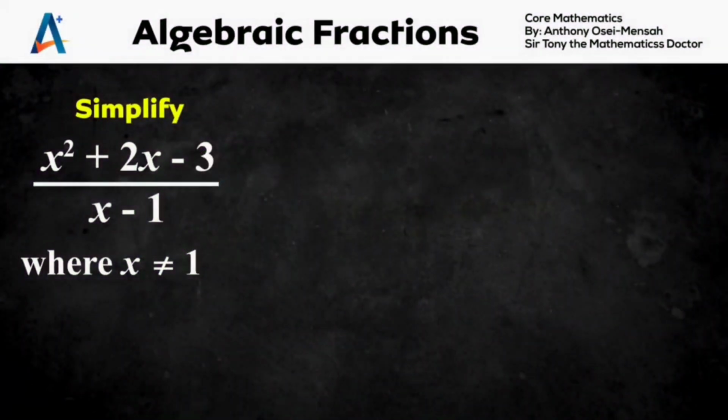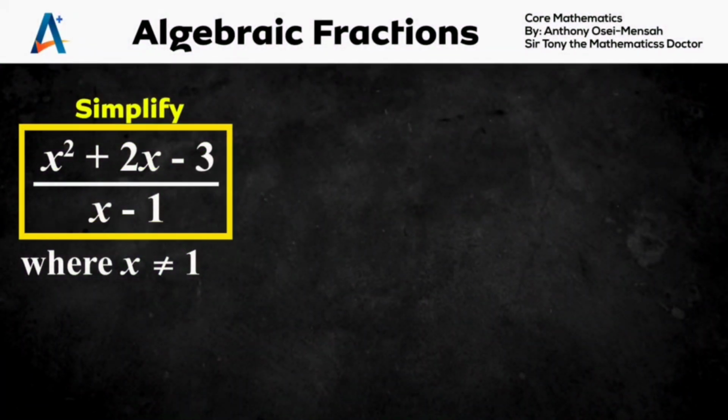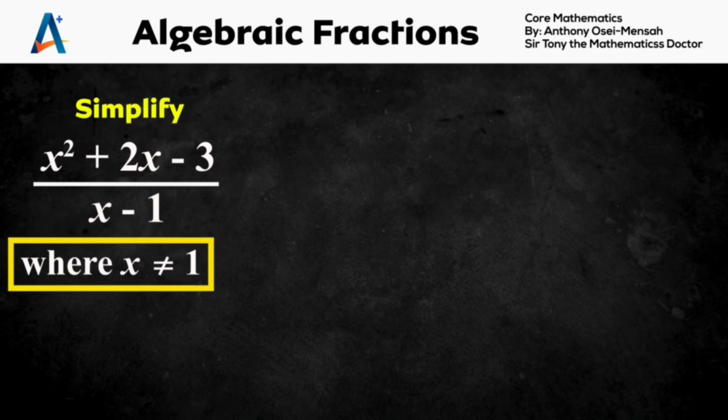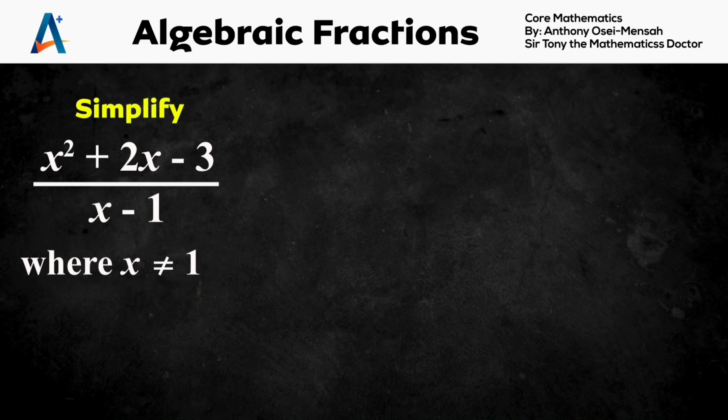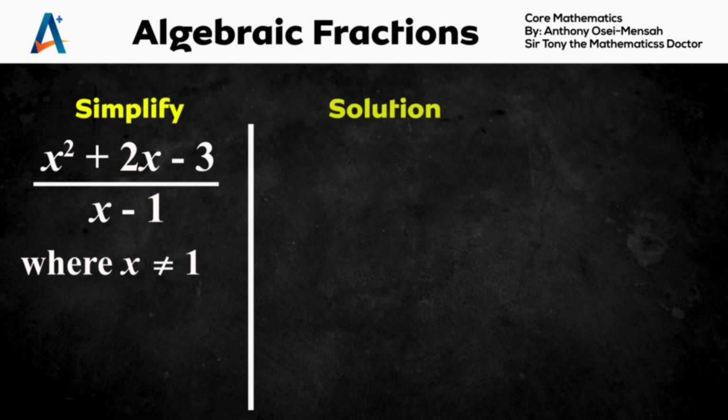This question reads, simplify x squared plus 2x minus 3, all divided by x minus 1, where x is not equal to 1. Let us see how to simplify such an algebraic fraction question. Solution. Let us rewrite the question and then we go ahead and simplify it.